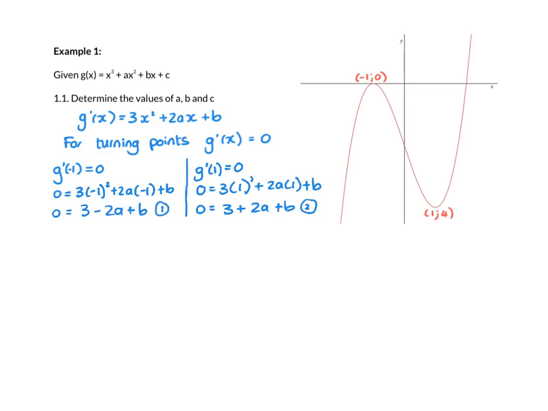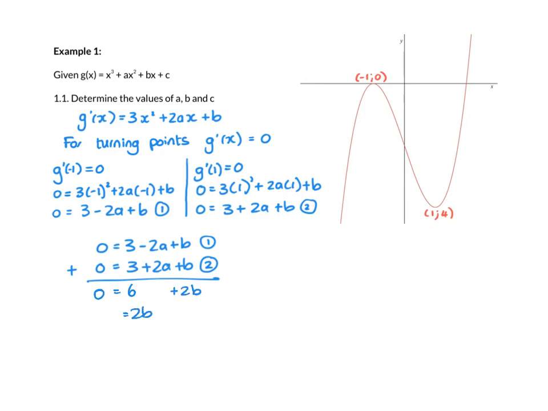Now I can work simultaneously. I'm going to use the elimination method to solve the equation. So I write my two equations underneath each other and subtract or add them together. The reason I'm choosing the elimination method is because I have a minus 2a and a positive 2a. So if I add the two equations together, that 2a will fall away altogether and I'll have a very easy equation to solve.